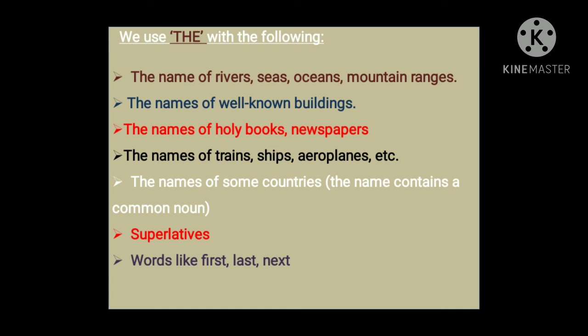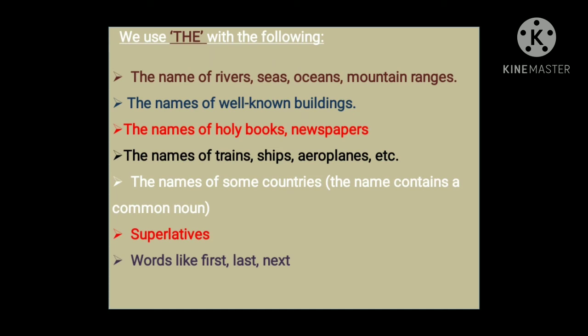The names of well-known buildings. If it is a well-known building, we always use the in front of them. For example, the Taj Mahal, the Qutub Minar. The names of holy books or newspapers: the Quran, the Gita, the Times of India, the Hindu. When we are using the names of holy books or newspapers, we always write the in front of them. The names of trains, ships, aeroplanes, etc. When we are using a train's name or ship's name or aeroplane's name, we always write the in front of them.